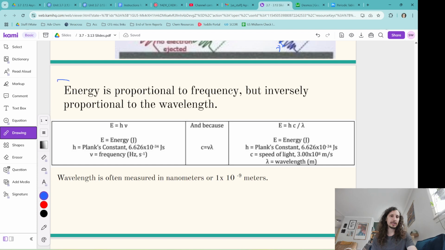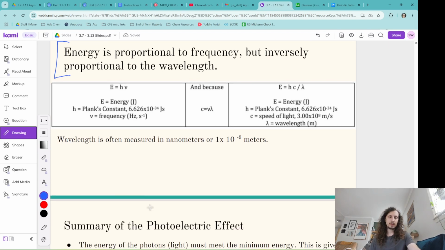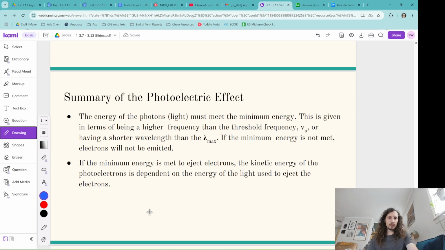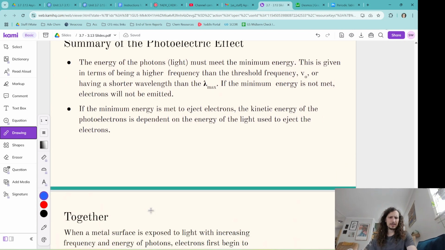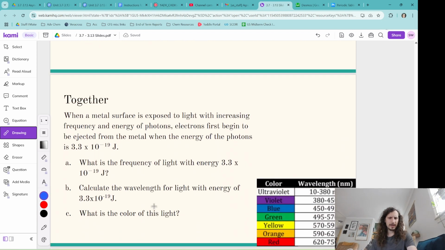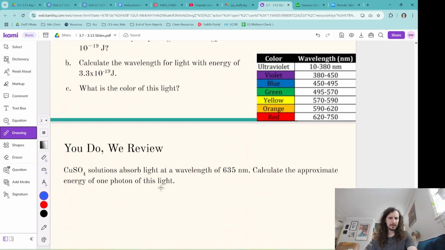So this is a really key takeaway, the direct and indirect proportions of these terms. I'm just going to ask you to read that, but let's go ahead and do some math.